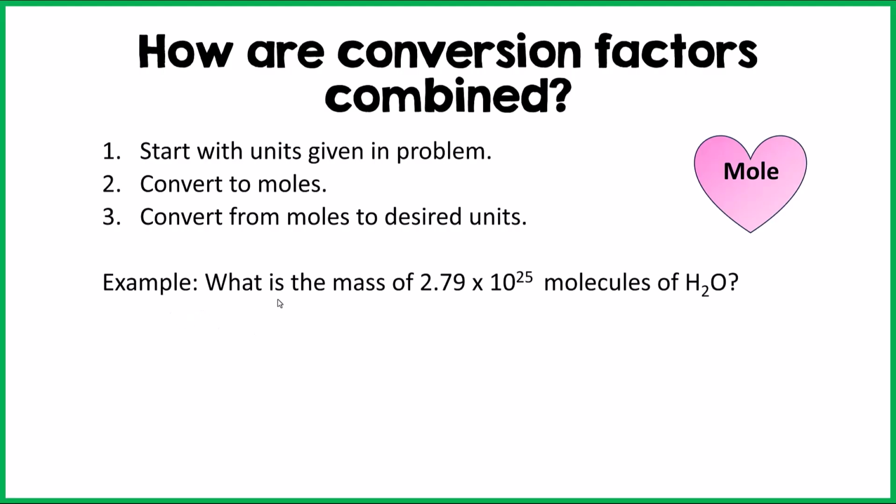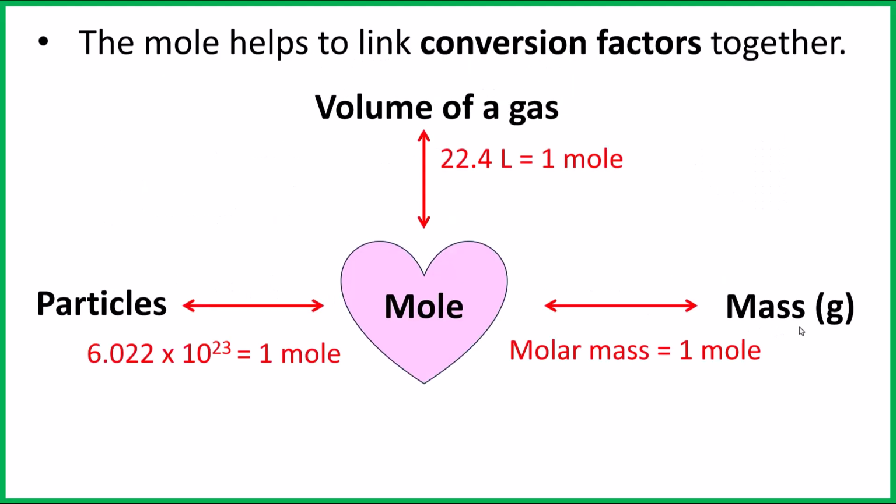So our example here: what is the mass of 2.79 times 10 to the 25th molecules of H2O, or water? Our known quantity here is the number of molecules, and we are trying to find the mass. So if we look back at our conversions, we know the number of particles, so we're going to use Avogadro's number as a conversion factor to convert to moles, and then we're going to convert from moles to mass using the molar mass.